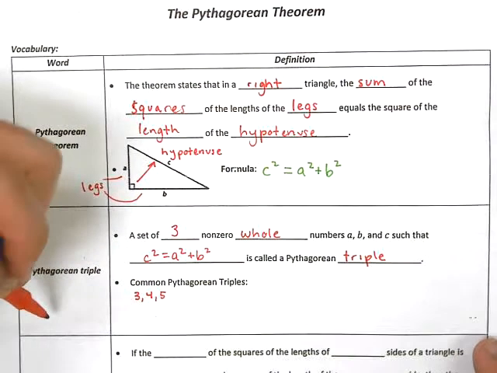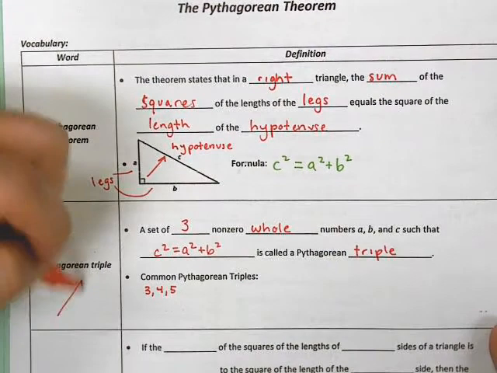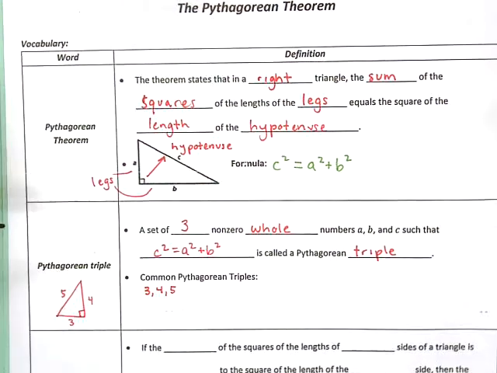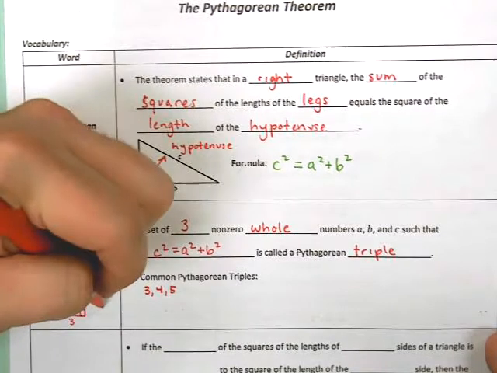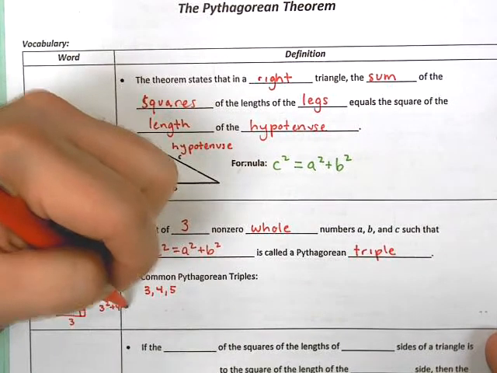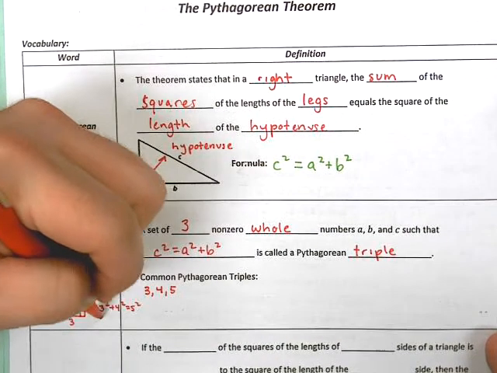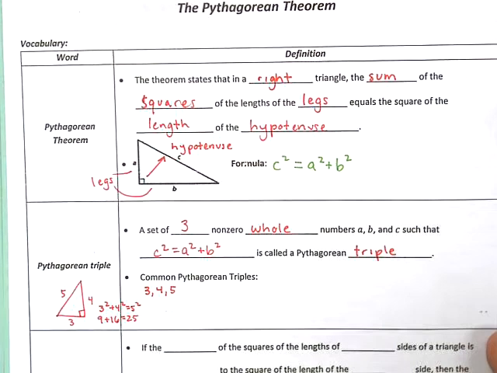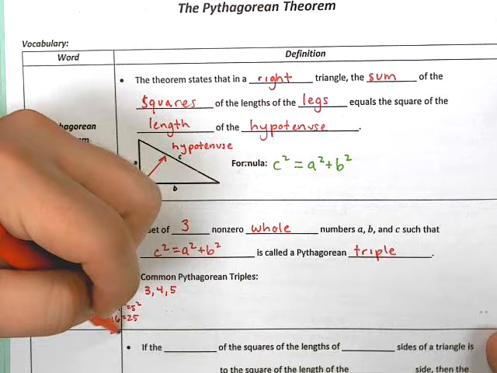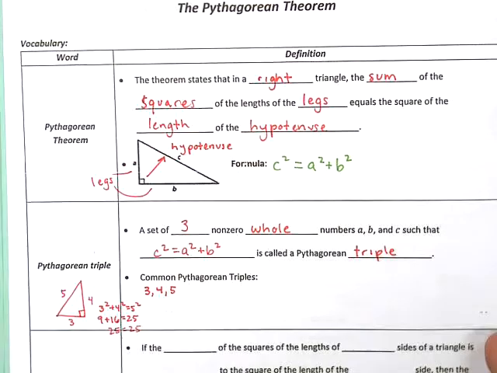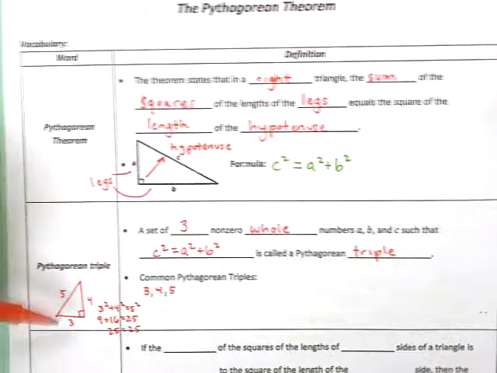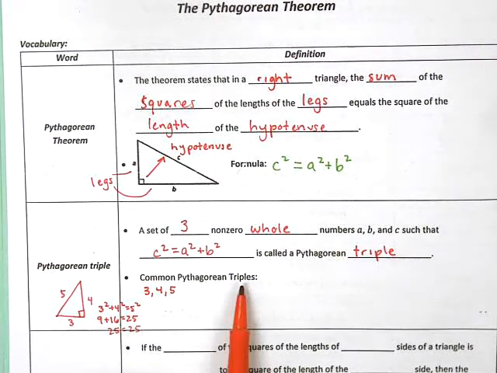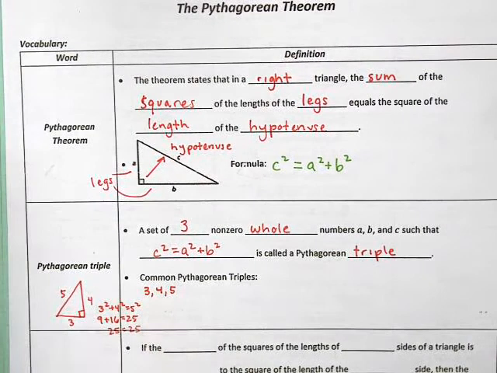Like if I drew that picture, 3, 4, 5, well, what would I have to do? I'd have to do 3 squared plus 4 squared is equal to 5 squared, or 9 plus 16 equals 25, or 25 equals 25. Okay, so the fact that these three sides are all integer values makes it a triple. So 3, 4, 5 is one.